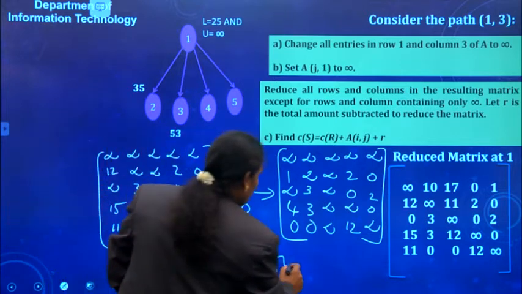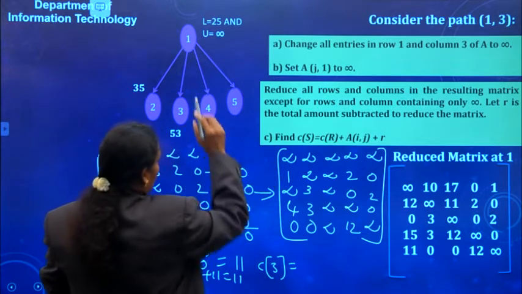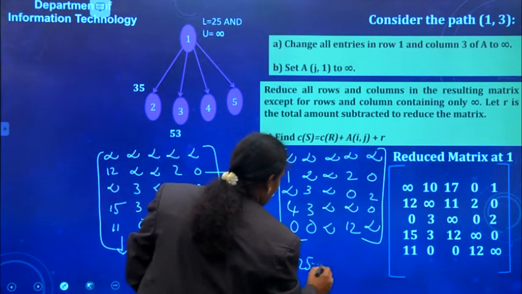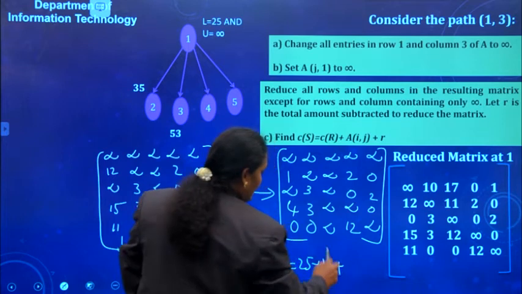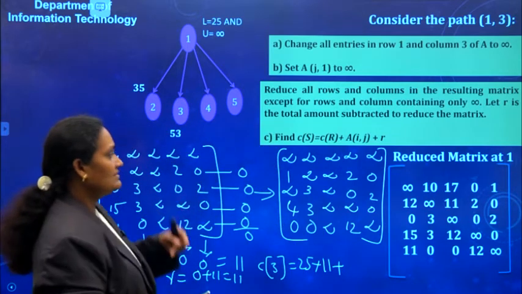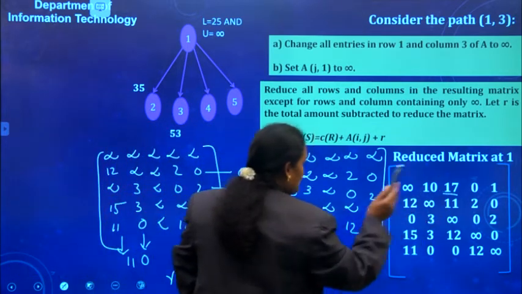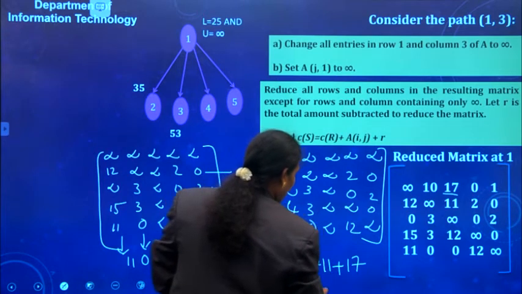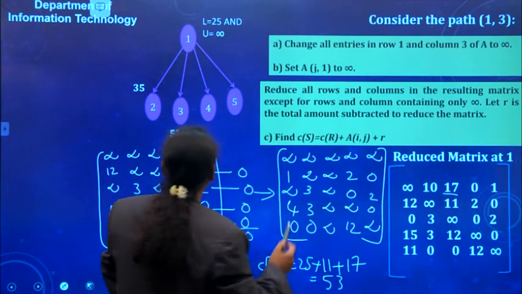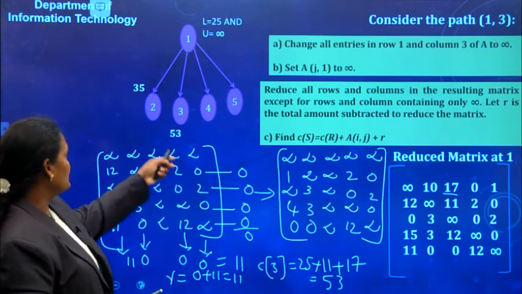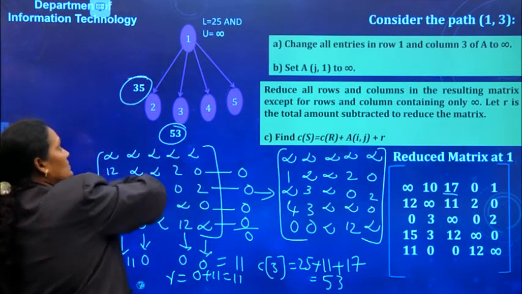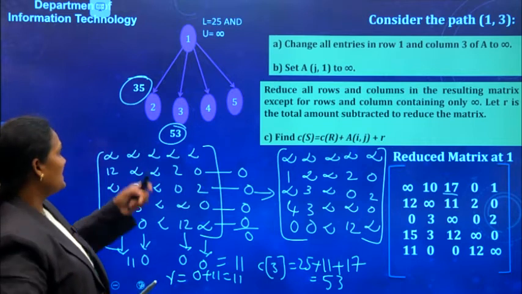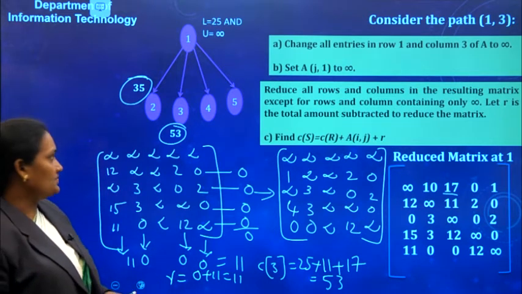Now what is the cost of 3? Cost of R, that is cost of 1, 25, plus the R value, that is the reduction value 11, plus cost of 1 3. What is cost of 1 3? 17. So by adding all these things, we will get 53. That is, cost of 3 is 53. We already found the cost of 2, which is 35. Cost of 3 is 53.